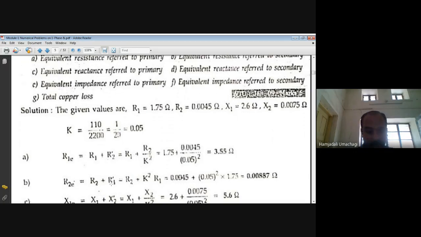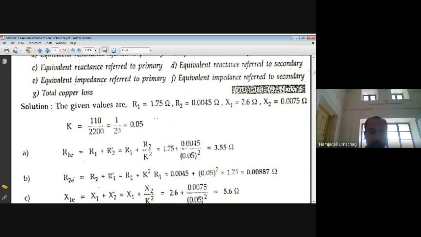R2E is equal to R2 plus R1 dash, that is equal to R2 plus K square into R1. What is the value of R2 here? That is 0.0045. Then R1 dash means K square into R1. K square means 0.05 whole square, into R1, which is 1.75. So the answer for R2E is 0.00887 ohms.